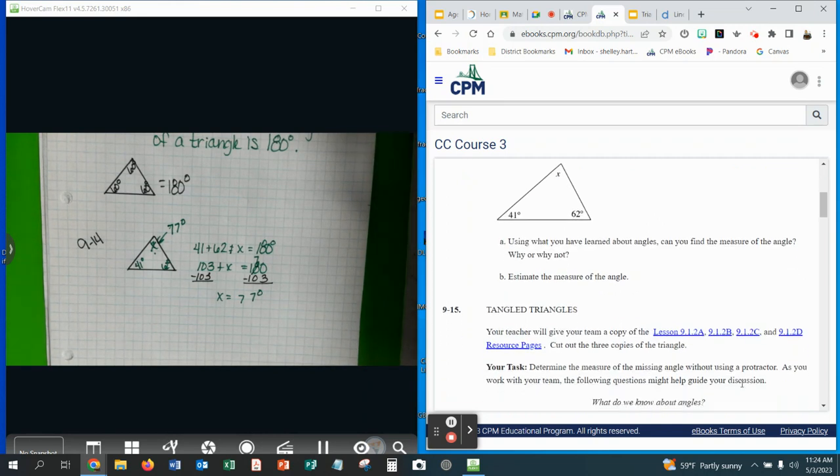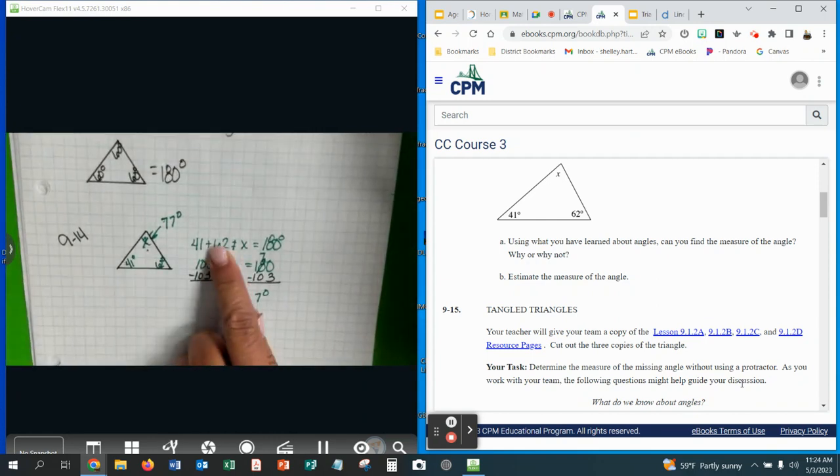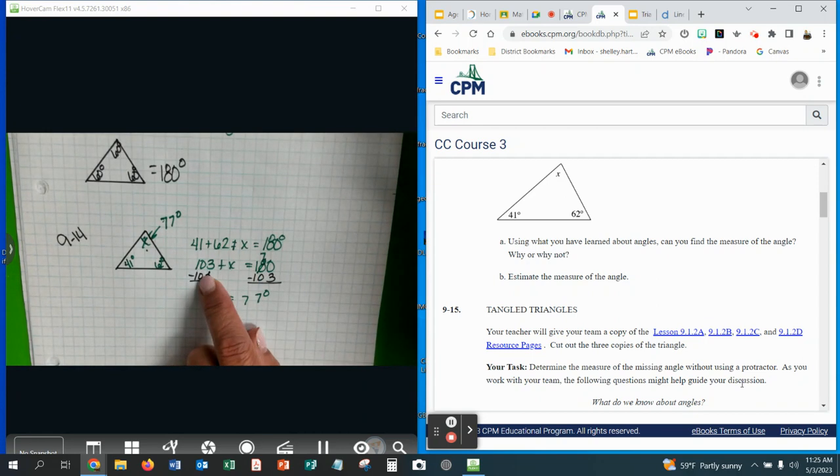All right, so yes. I added 41 and 62, subtracted from 180. See, 41, 62 plus x. 41 and 62 is 103 plus x. I subtracted 103 from both sides and I got 77. Cool? Cool. All right. Hopefully you have this triangle sheet in front of you.